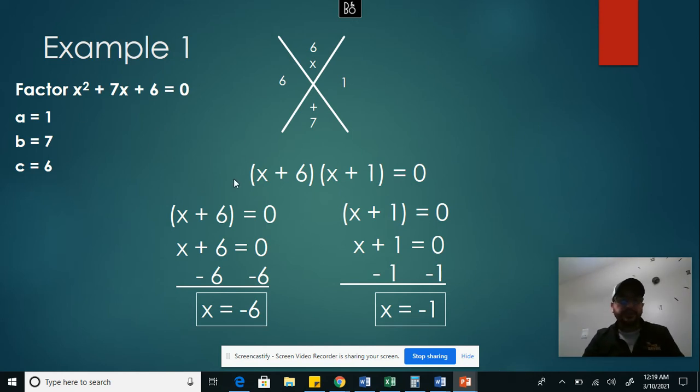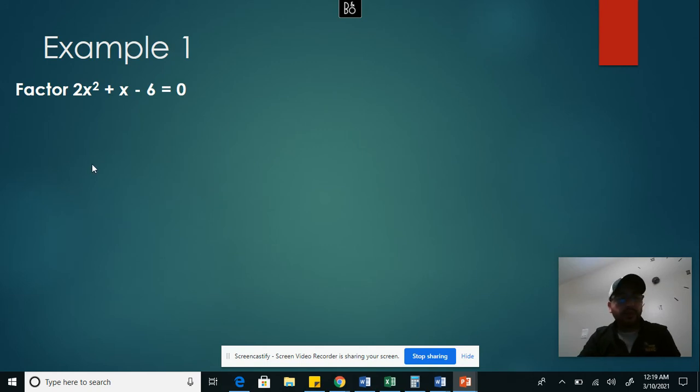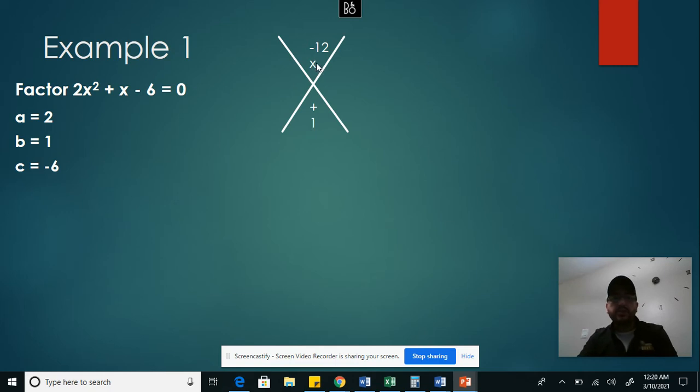Let's see another example. Let's say an example when the leading coefficient is not 1, when a is 2, b is 1, and c is negative 6. So we need to find two factors that when we multiply is a times c, which is negative 12, and when we add is 1. Which two numbers when I multiply give me negative 12, but when we add them give me 1? It will be 4 and negative 3.